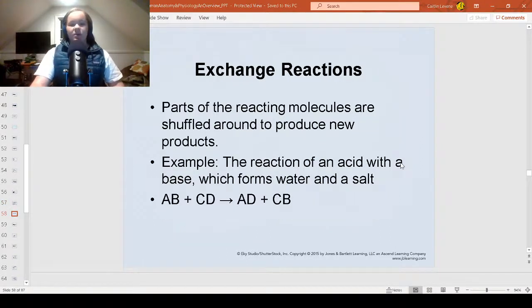Exchange is when you swap 2 parts. So AB plus CD equals AD plus CB. An example of that is a reaction with an acid and base, which forms water and salt. That's when parts of the reacting molecules are just shuffled around.